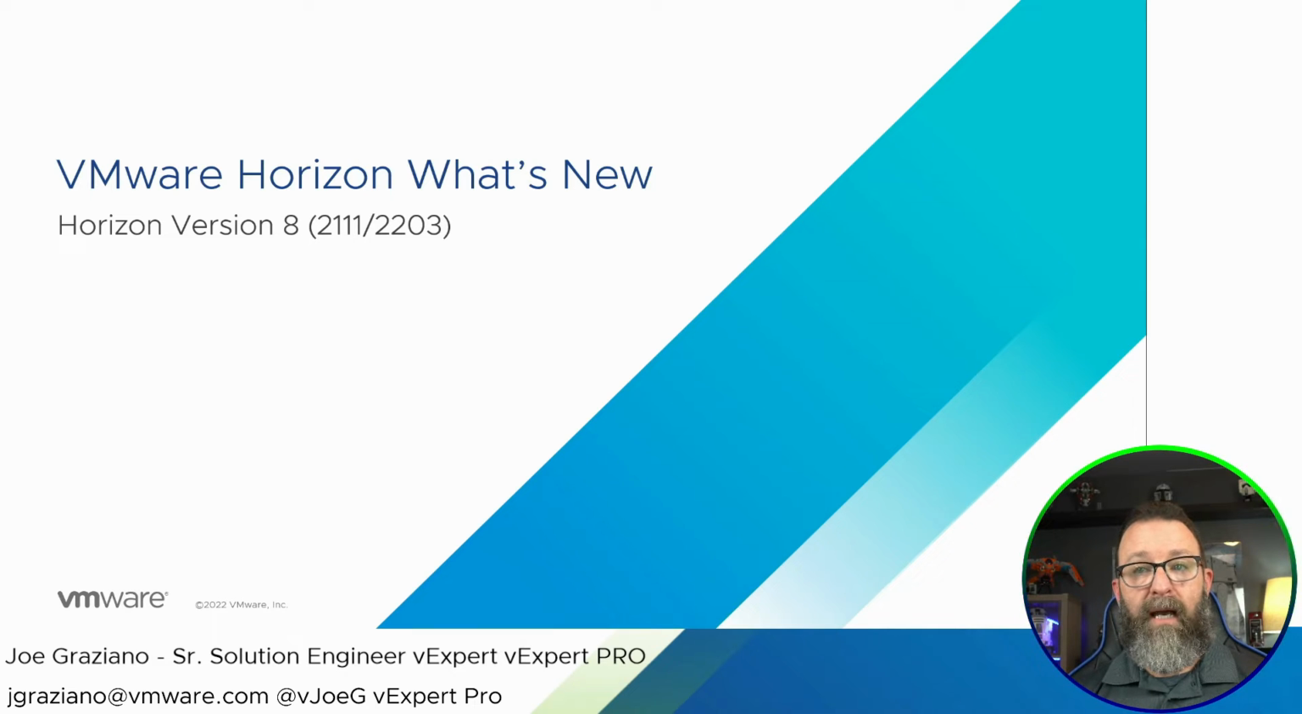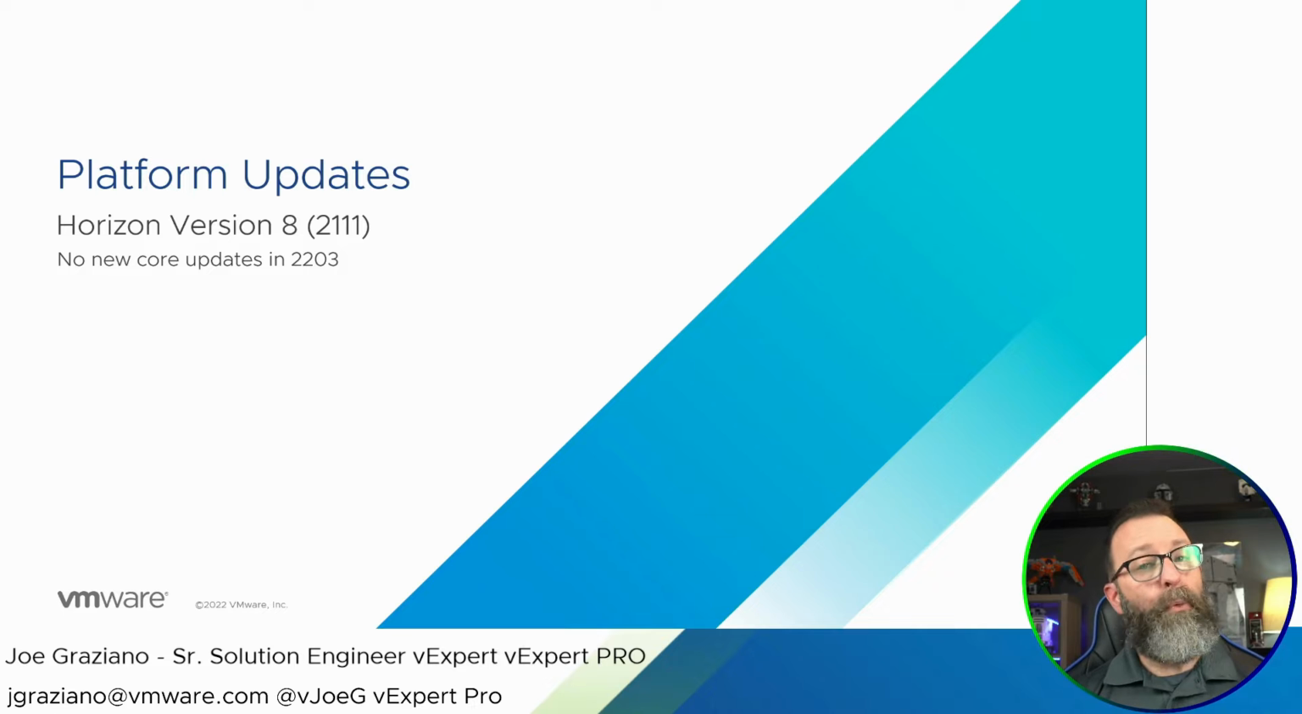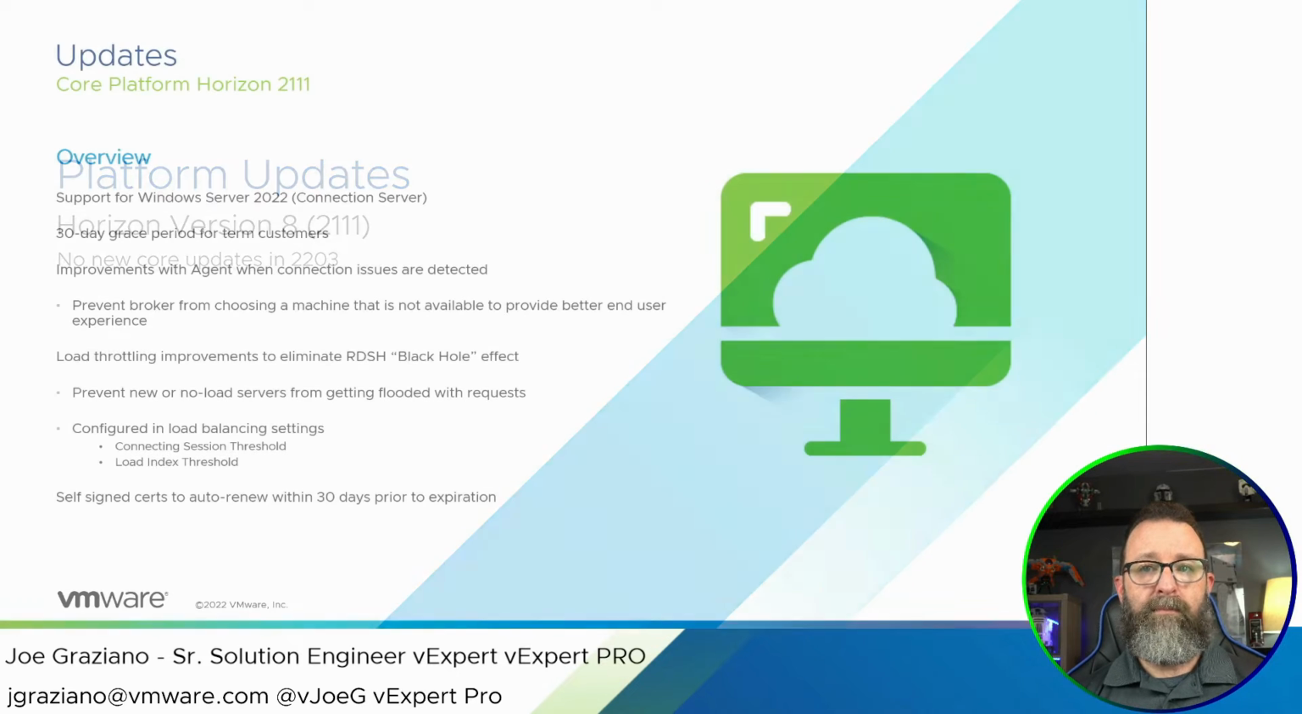So what's new in 2111 and 2203? Let's start with 2111. In the platform updates, we're only going to cover 2111 because 2203 did not see any platform updates. There was no change to the connection server. So anything new in 2203 is going to be client or agent, nothing at the connection server level. So you won't have any upgrades if you are on 2111 and you want to go to 2203.